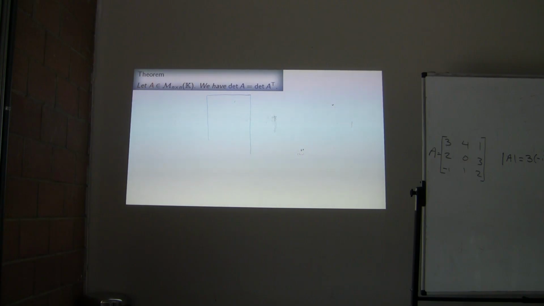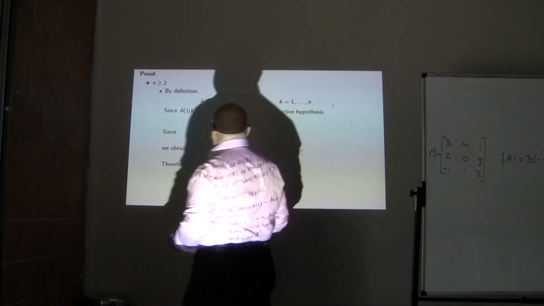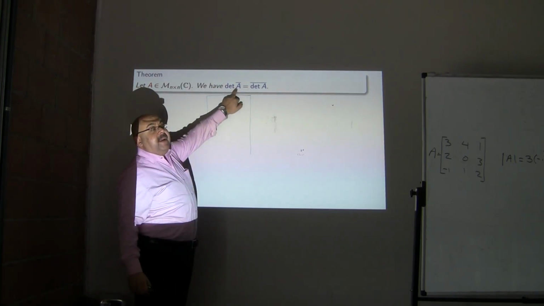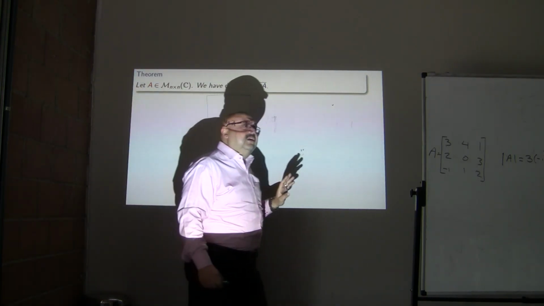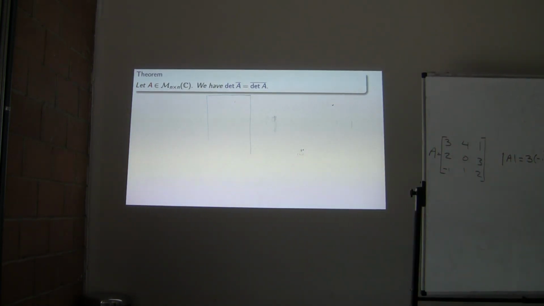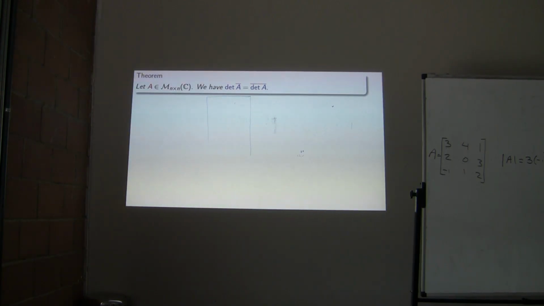What's the meaning of transpose? Changing rows into columns and columns into rows. Okay? That's the proof. Okay, I will skip it. The determinant of a conjugate matrix. What's the conjugate matrix again? Conjugate matrix, the matrix of conjugates in case of complex numbers.